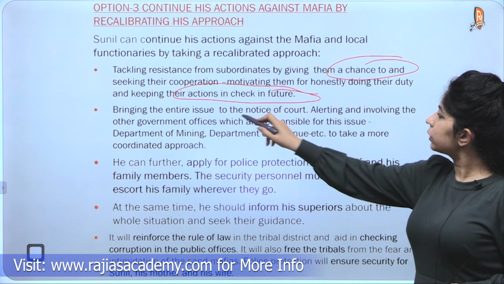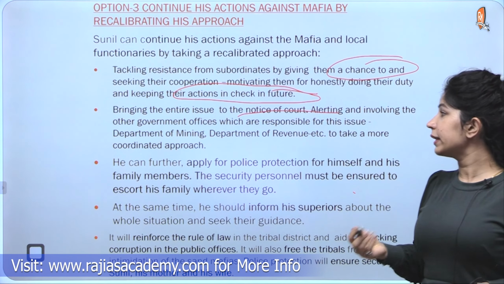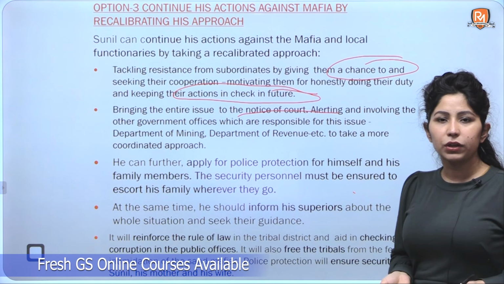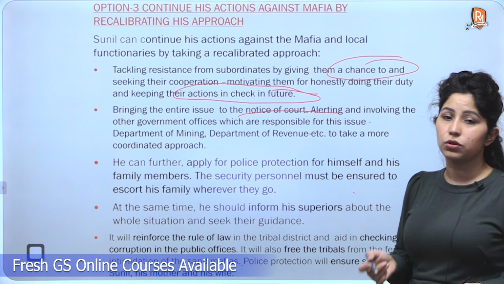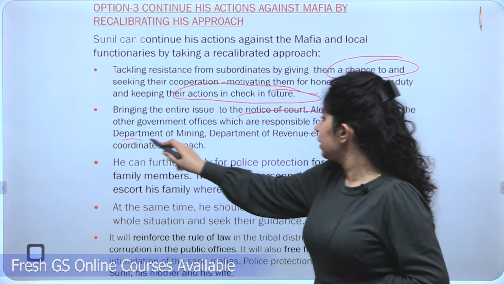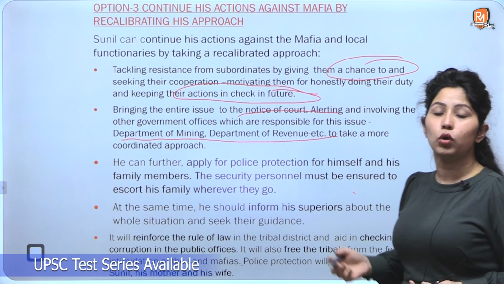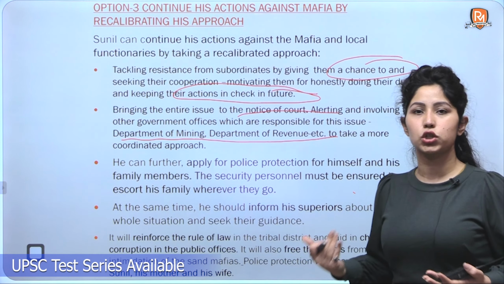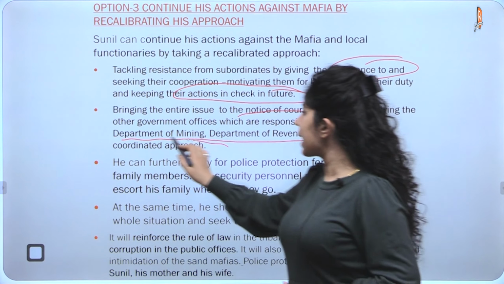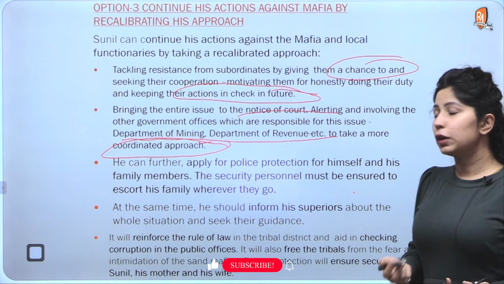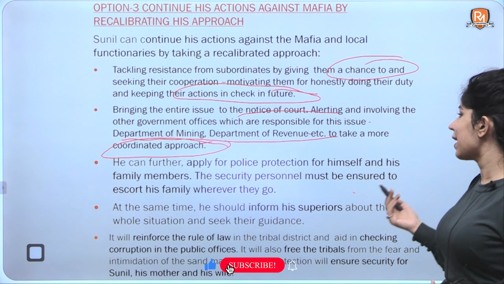Bringing the entire issue to the notice of court, alerting and involving the other government offices which are responsible for this issue, as I said, Department of Mining, Department of Revenue, etc., to take a more coordinated approach. So he'll have a stronger team when he'll be working against this issue. He can further apply for police protection for himself and his family members.